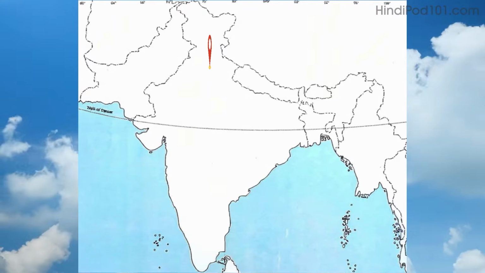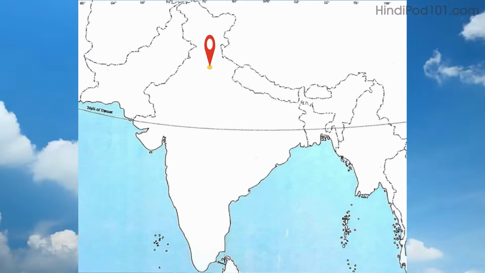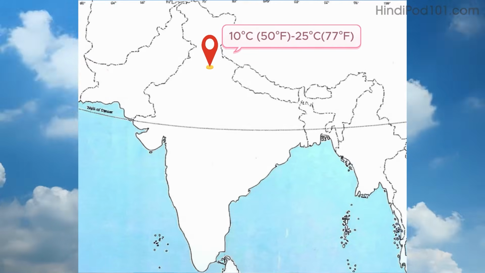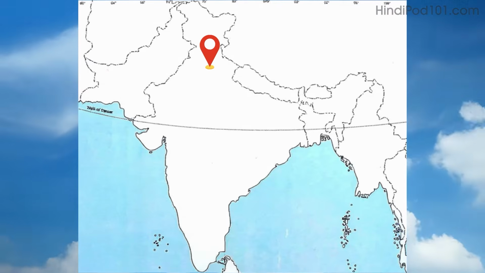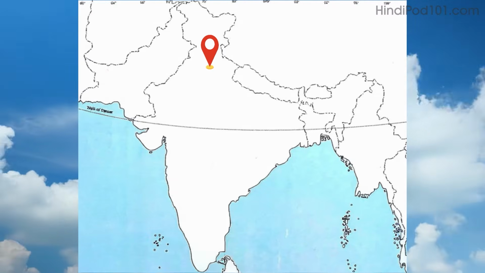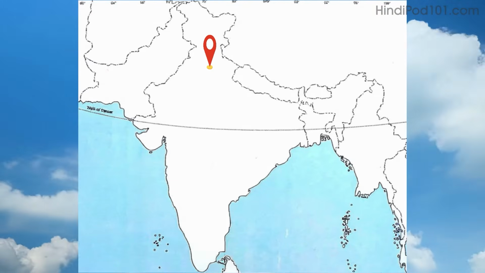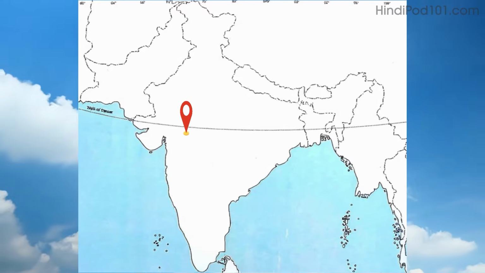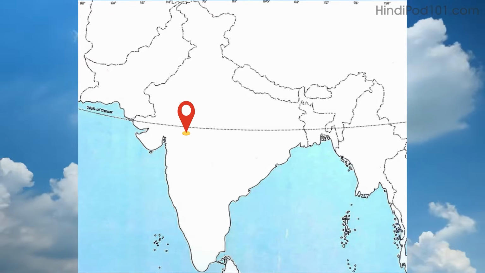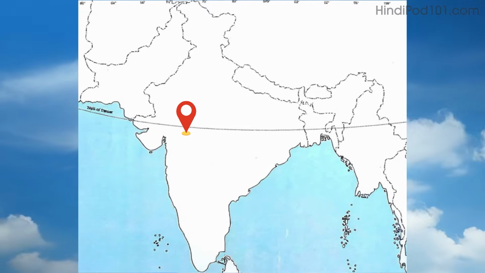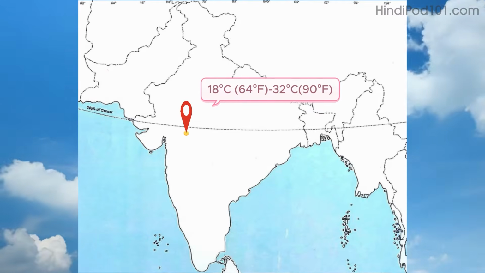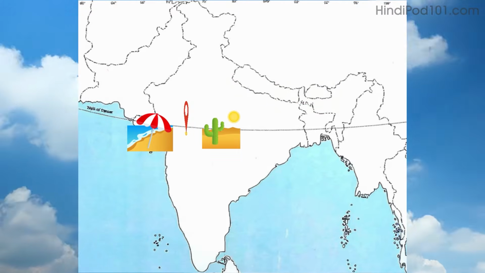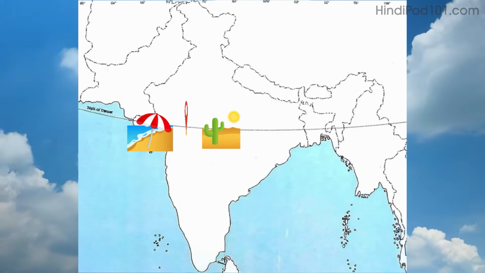In the northern plains, including cities like Delhi, Jaipur, and Agra, temperatures range from 10 degrees Celsius to 25 degrees Celsius. The mornings and evenings are crisp and cool, making it a delightful time for sightseeing. Moving towards western India, in regions like Rajasthan, Gujarat, and Mumbai, the weather is dry and cool, with temperatures ranging from 18 degrees Celsius to 32 degrees Celsius. This is the perfect time for exploring the deserts and beaches.